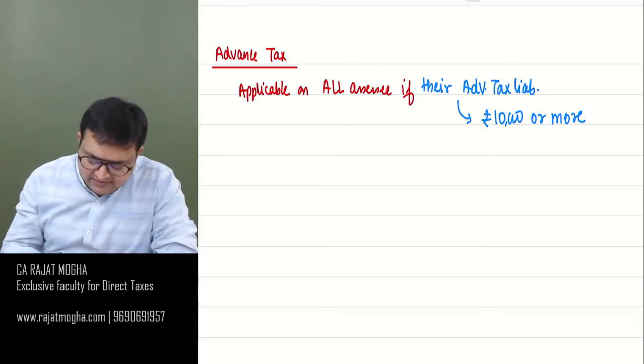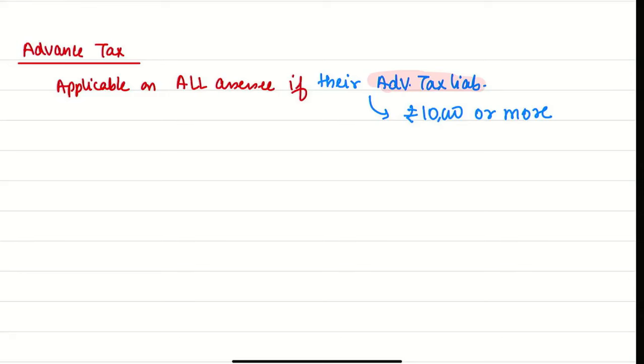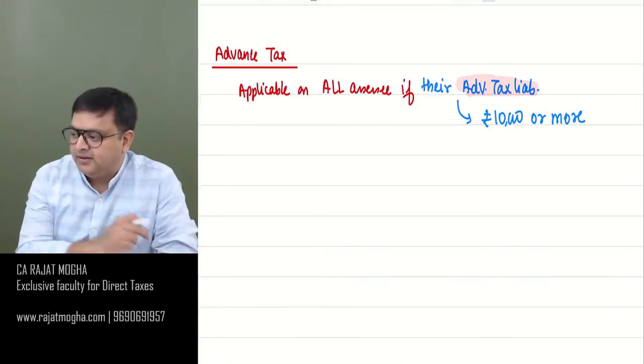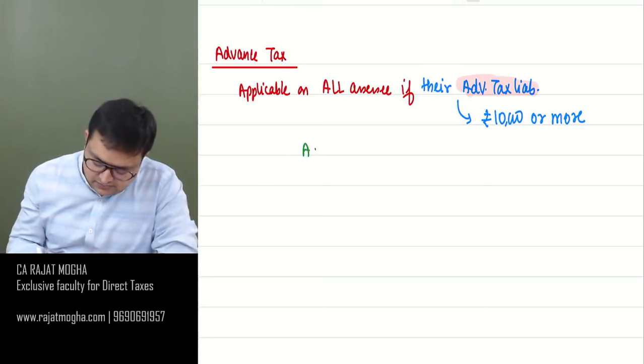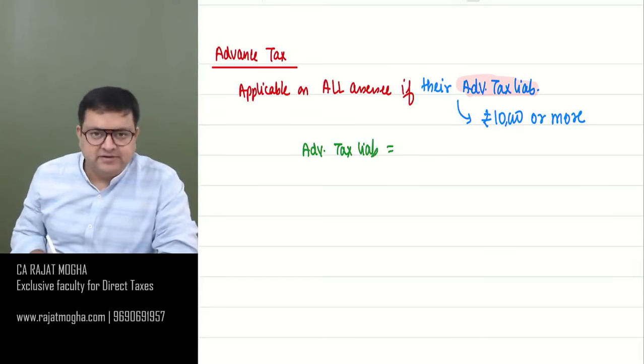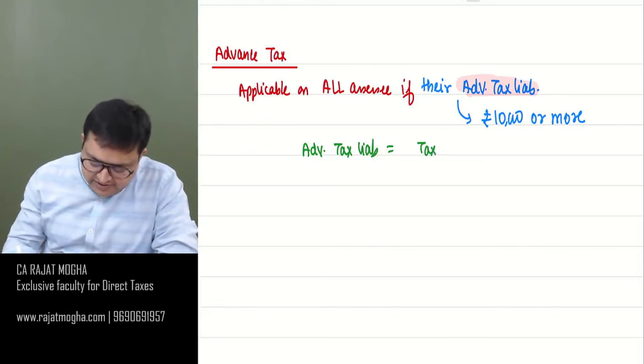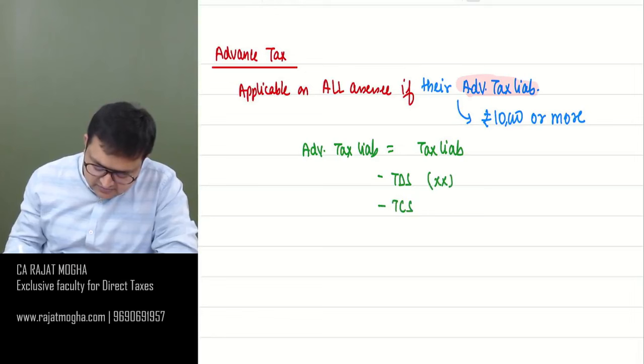So now what does advance tax liability mean? Keep on writing with me, guys. We are running short of time. Please keep on writing with me. What does advance tax liability mean? Advance tax liability is equal to your tax liability minus TDS minus TCS. That's it. This is called advance tax liability.